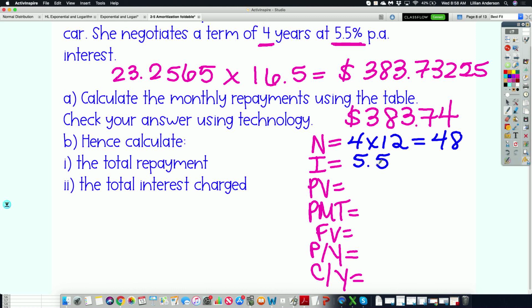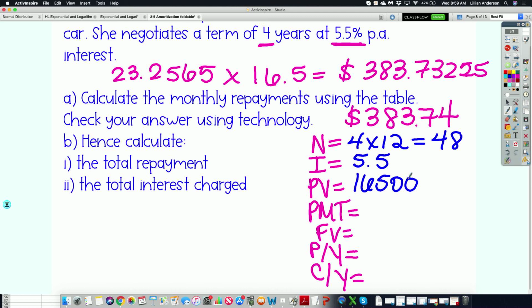PV represented the present value of the loan. So how much did she borrow? $16,500. PMT stood for payment. That's what technically we're trying to find out. So we're going to leave that. We're not going to put anything in there. Okay? So when we do get our answer, we'll write it in on this line.